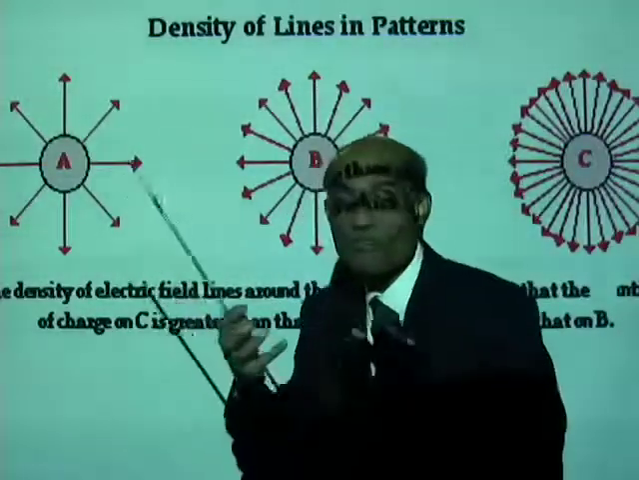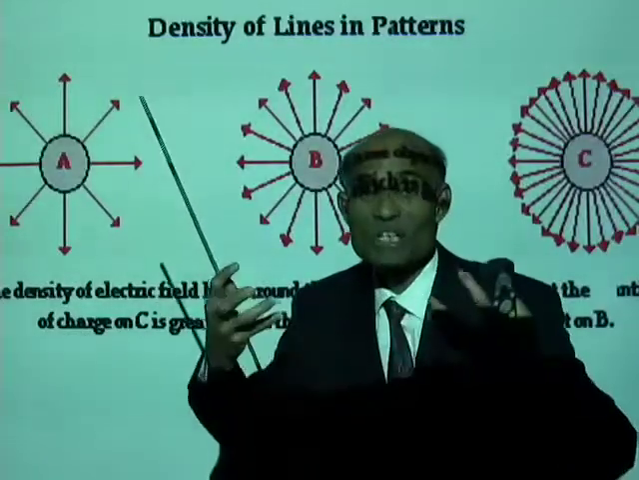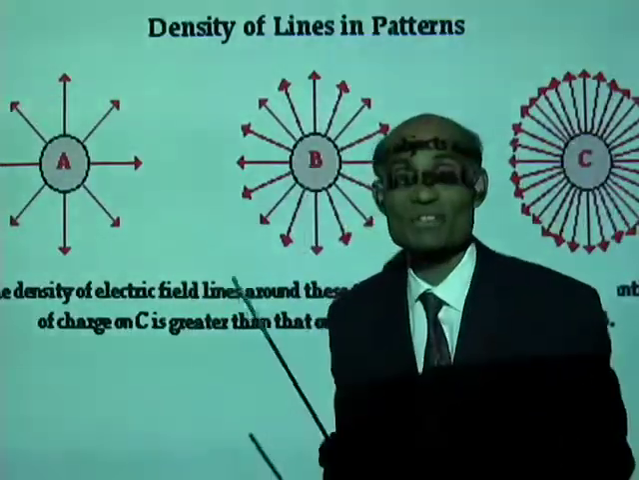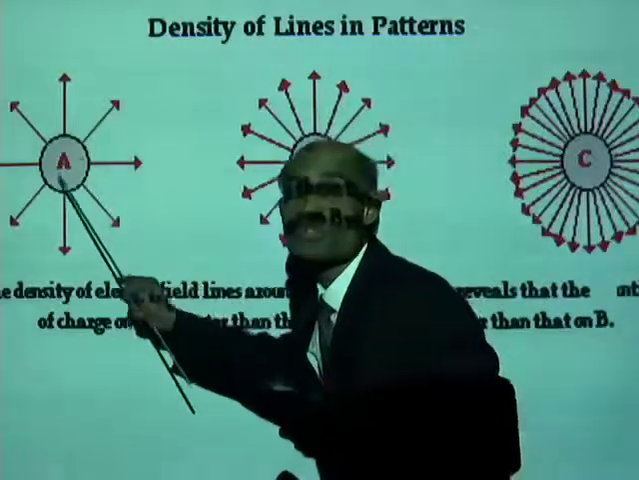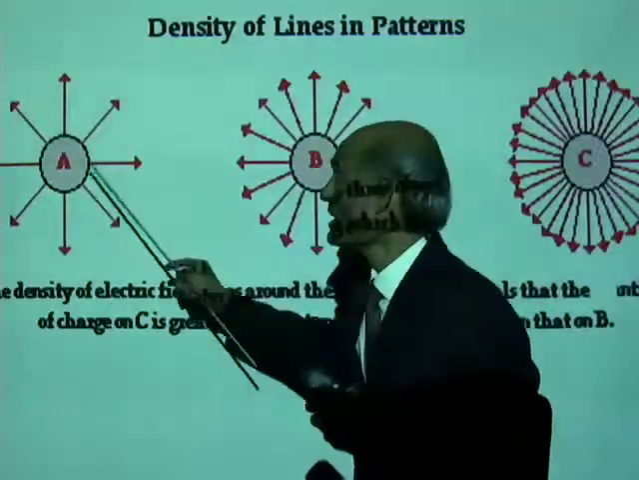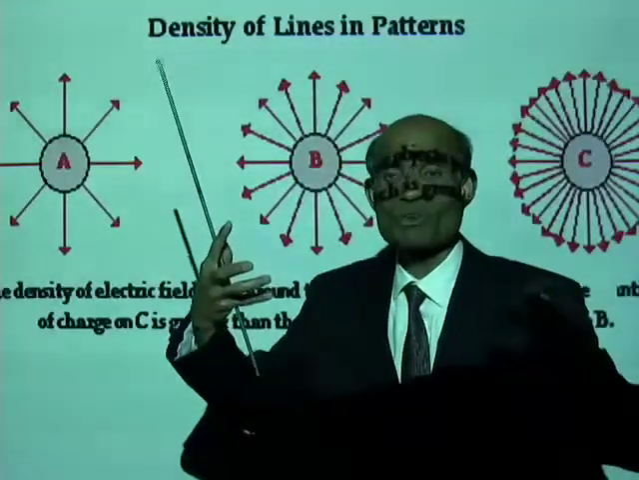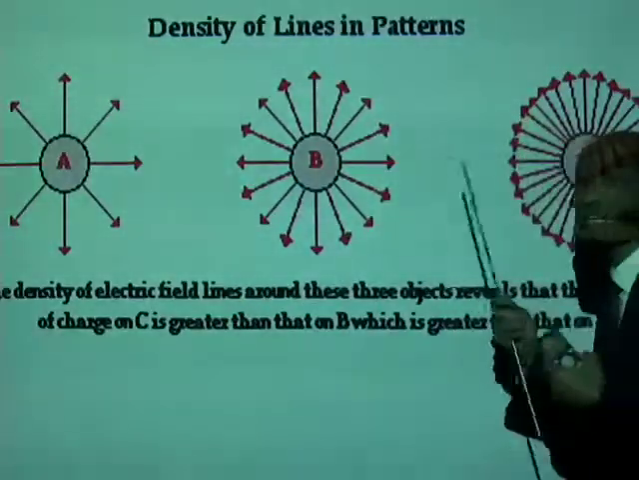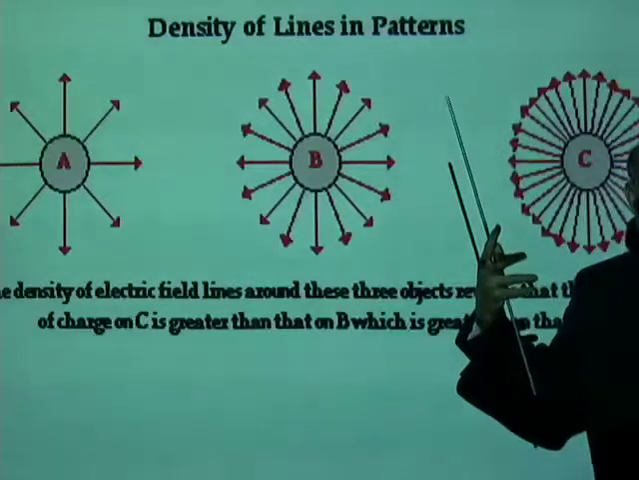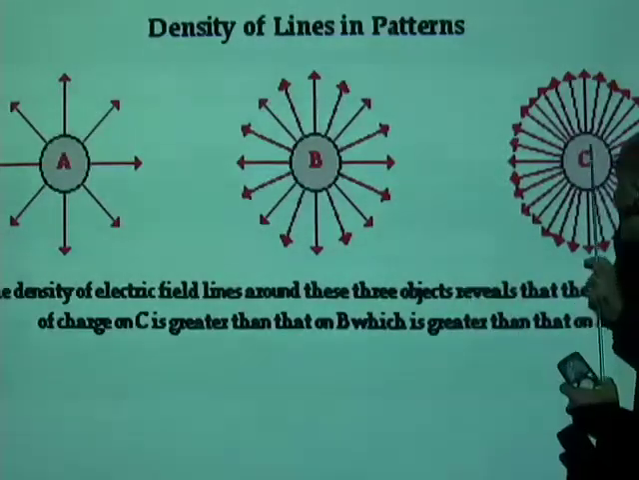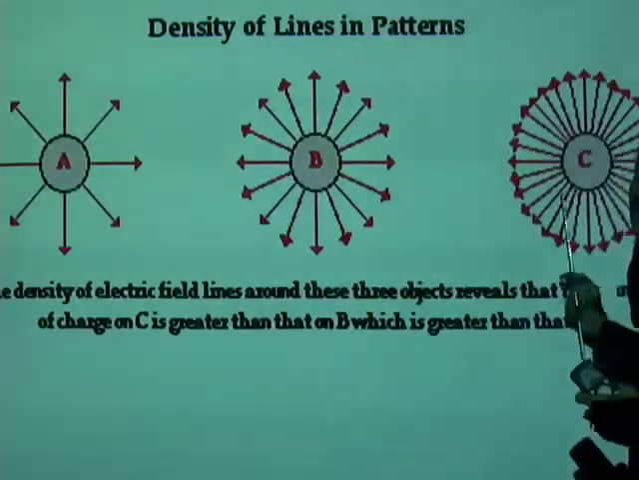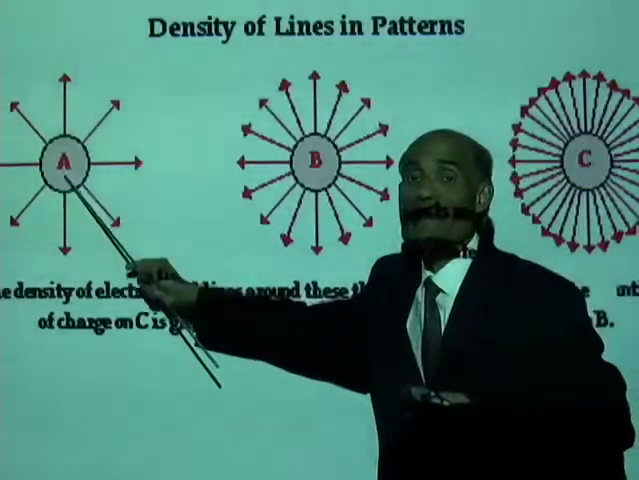The number of field lines originating or terminating at a charge is proportional to the magnitude of the charge. You can see from A only very few lines originate, whereas from C a large number of lines originate. That means C is a much bigger charge than A.